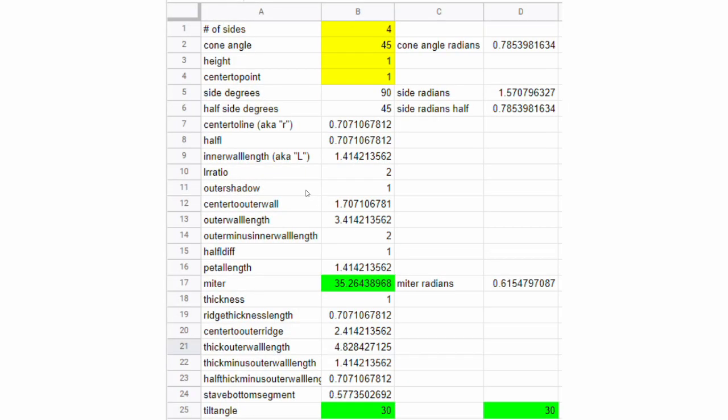This is what my spreadsheet more or less looks like now. As you can see, the yellow represents variables that I can put in. So I can put in the number of sides, I can put in the cone angle, or the flare angle maybe it's called, of how the bowl is going to go out, the height of the bowl, and the center to the point, which you think of as shorthand for the width of the bowl, depending upon what shape you have. And then the green represents the final formulas, the miter, 35.26, and the tilt angle works out to exactly 30 in this case. And if I just change the number of sides or change the cone angle or both, all these cells are formulaic, so they all will update automatically and give me the correct miter and tilt angle for what I'm doing.